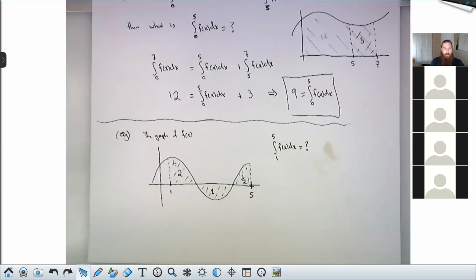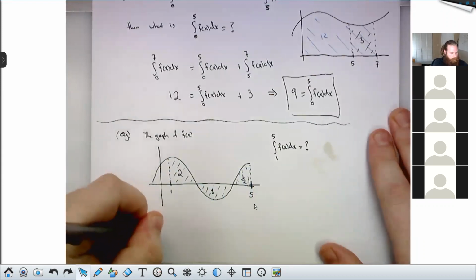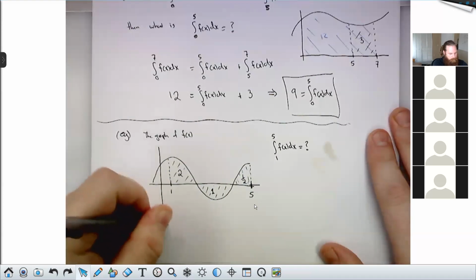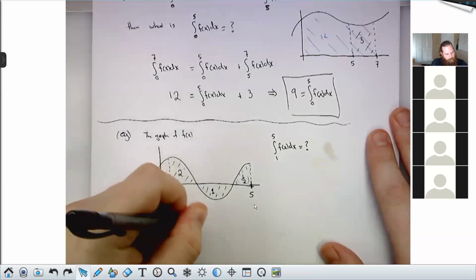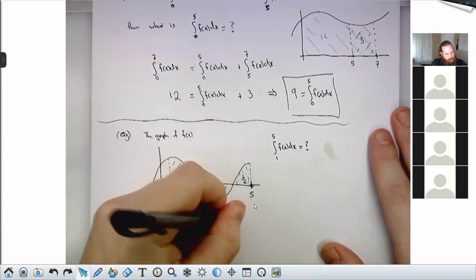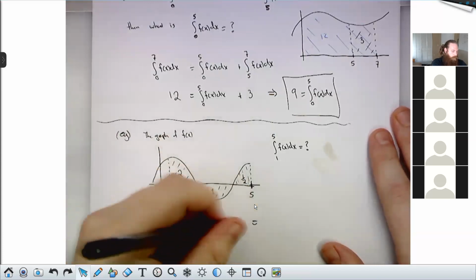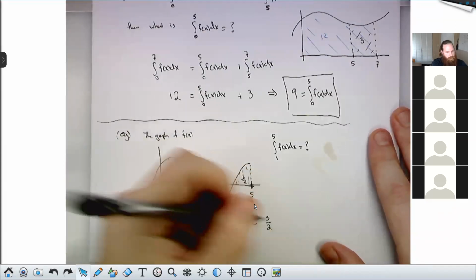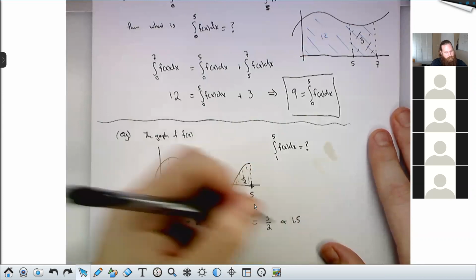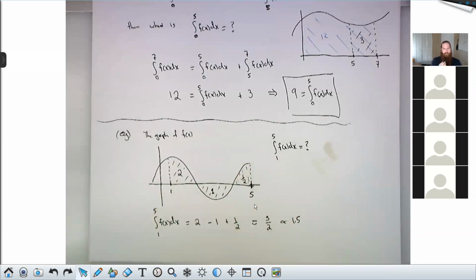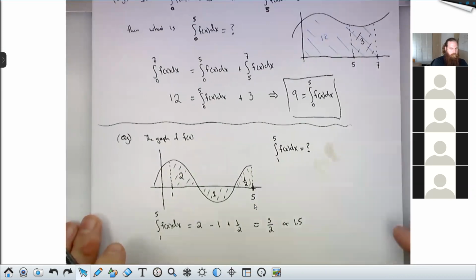1.5. Yeah, good. I take this, I subtract this, and then I add this. The integral from 1 to 5 of f of x dx would be 2 minus 1 plus 1/2, which is 1 plus 1/2, or 3/2, so 1.5. Okay, let's try a couple more that play around with these properties. First, any questions on these two?